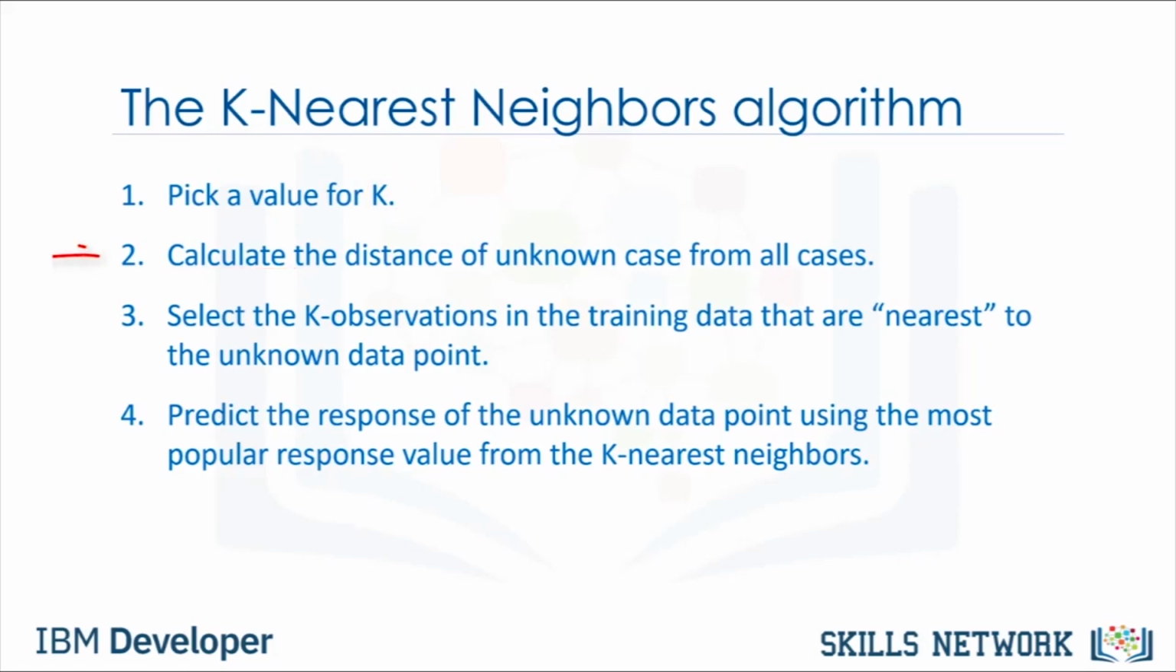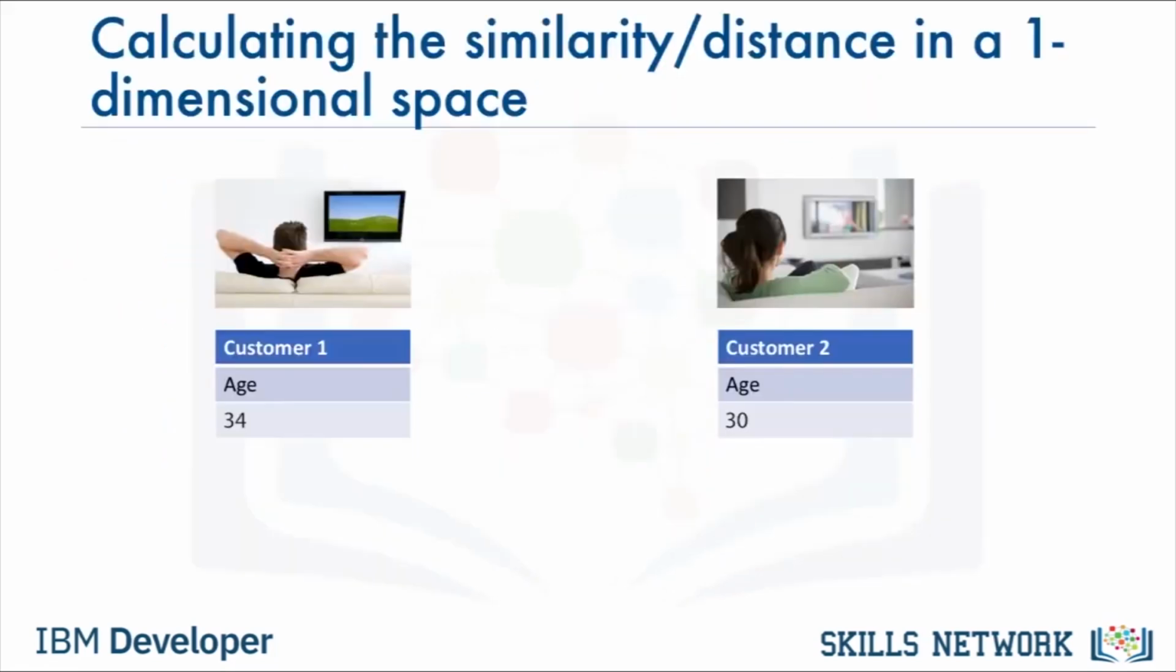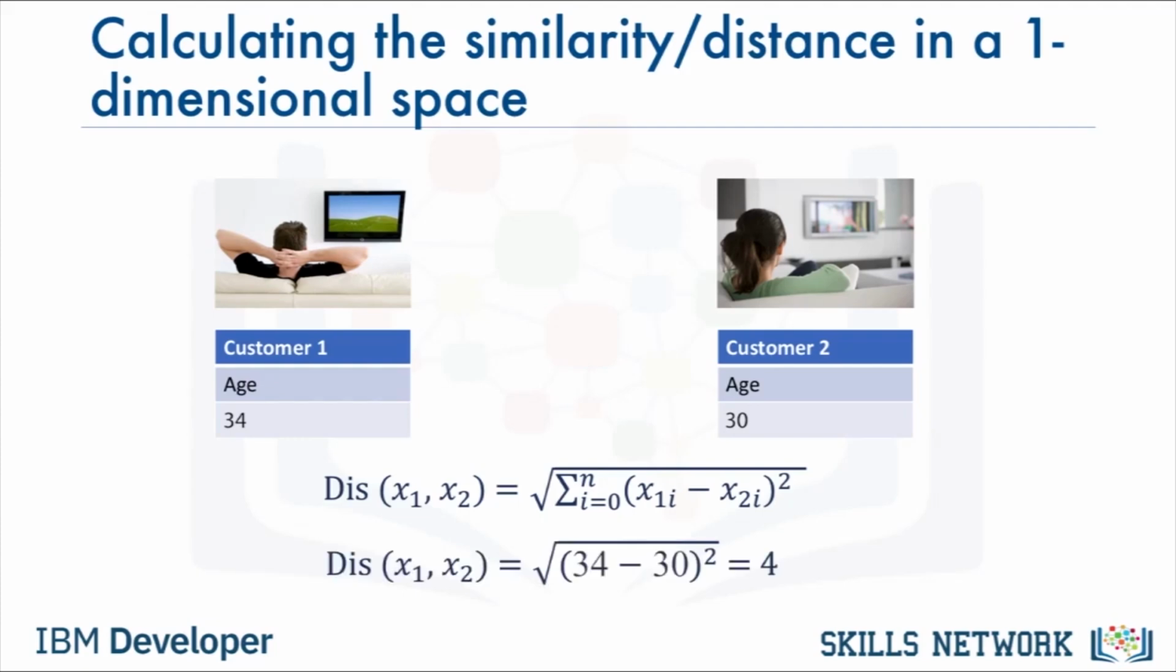Let's first start with the second concern. That is, how can we calculate the similarity between two data points? Assume that we have two customers, customer 1 and customer 2. And for a moment, assume that these two customers have only one feature, age. We can easily use a specific type of Minkowski distance to calculate the distance of these two customers. It is indeed the Euclidean distance. Distance of x1 from x2 is the root of (34 minus 30) to the power of 2, which is 4.